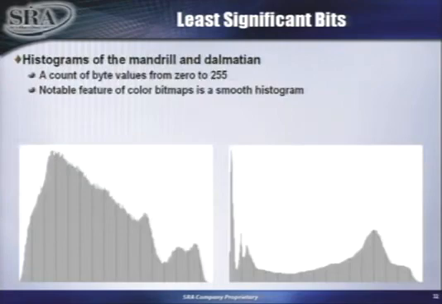Here's another way to detect it with a histogram. That's just a count of byte values. So here we go. You can see the pointer up there on the screen. So over here is the count of zeros. Over here is the count of 255s and everything in between. So 128 is somewhere in there. So here's the mandrel histogram. And this is the full color image. This is all three colors together. And then here's the Dalmatian histogram.